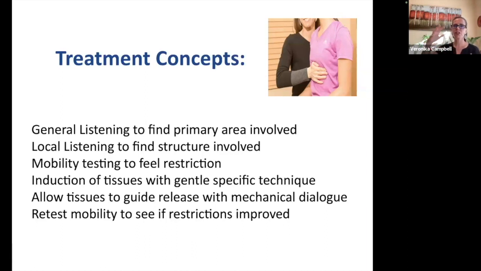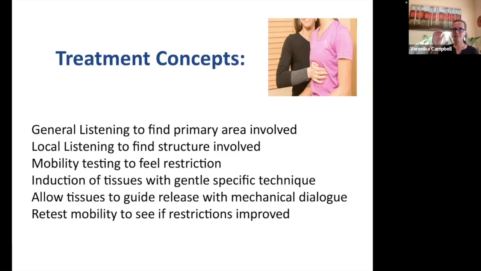In the Barral work, you're taught something called general listening. It's feeling lines of tension in the body, feeling where those fascial lines are. General listening is like, where's the big one? Where's the biggest one that the body's protecting? If you got hit in the gut, you would kind of protect. So it's feeling where that line of tension is to find the primary area.